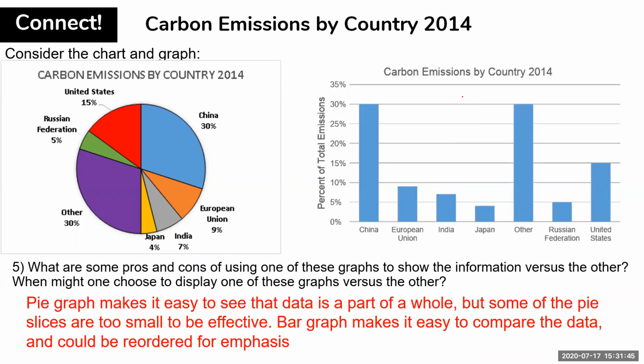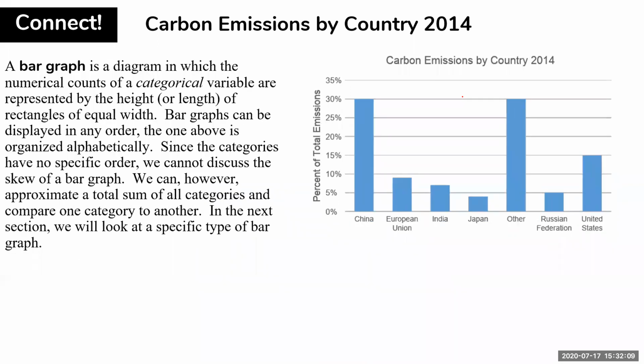So here we are looking at a pie graph versus a bar graph. A pie graph makes it easy to see that data is a part of a whole, but some of the pie slices are too small to be effective. A bar graph makes it easy to compare the data and can be colored for emphasis. So this is a pie graph versus a bar graph, and that's basically about it.